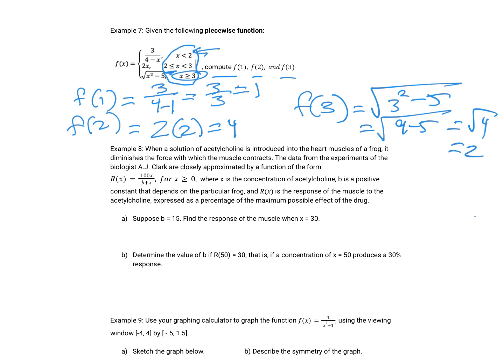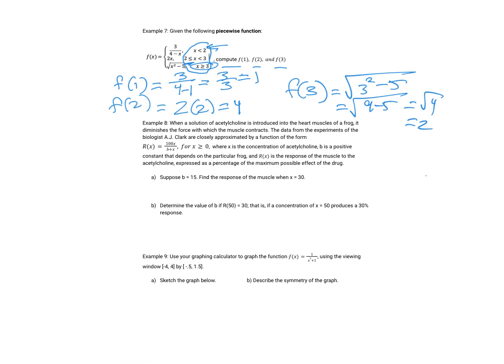So with a piecewise function, you've got to be careful of where you are, what your input is, and based on the input, you're going to look at the restriction to see which piece you're going to use to evaluate that function.